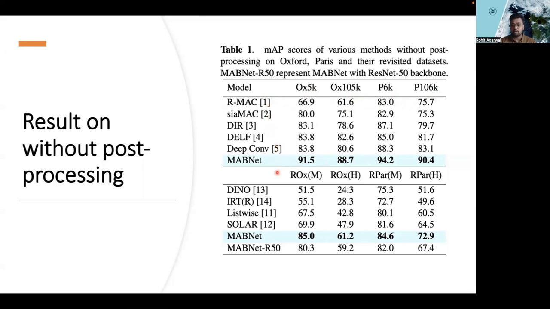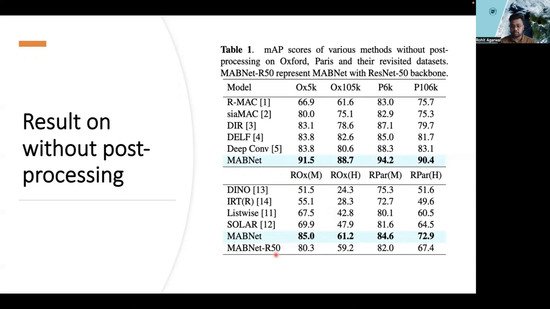In literature, there are new revisited datasets of Oxford and Paris. We compare our models with other relevant models applied on these revisited datasets and outperform all of them. MabNet uses ViT as its backbone for both master and assistant blocks. Instead of ViT, ResNet and other CNN models can be used. When compared with ResNet 50 as the backbone of master and assistant, ViT outperforms ResNet.